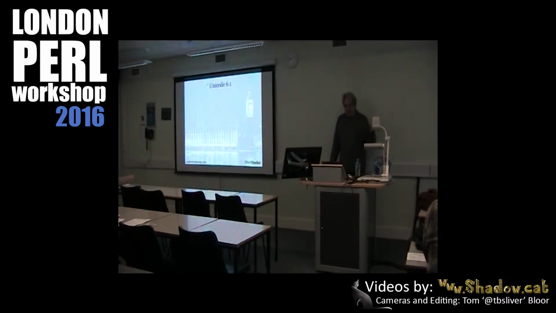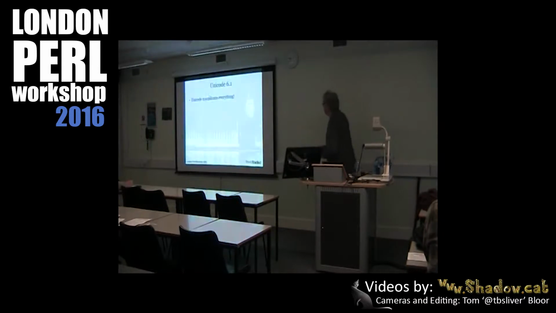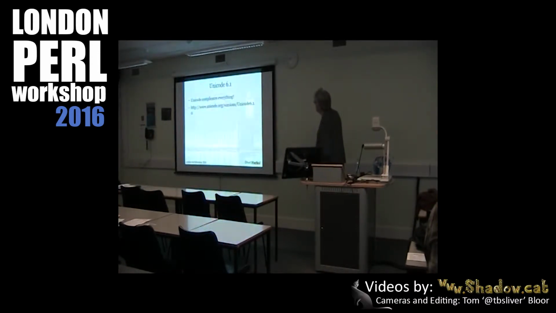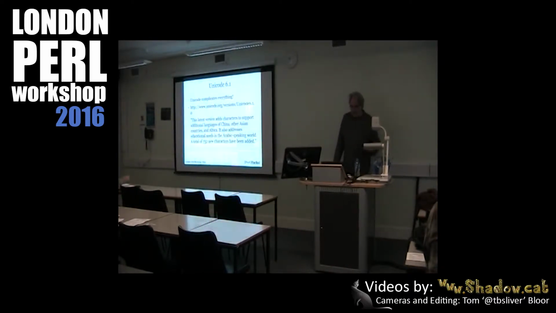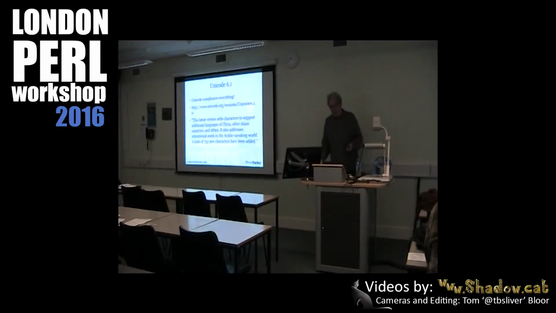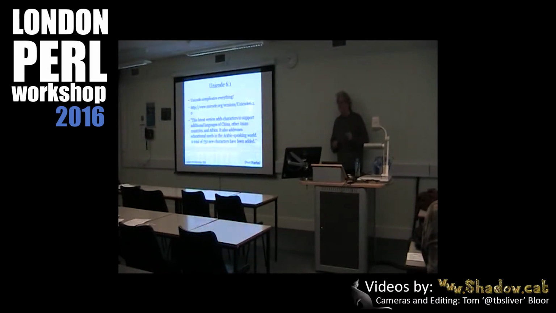Unicode 6.1. Unicode complicates everything, and you'll be bored of hearing me say that by the end of the morning. So if you want to know what's new in Unicode 6.1, then that's the web page on the Unicode Consortium's web page. A brief summary. This latest version adds characters to support additional languages of China, other Asian countries and Africa. It also addresses the educational needs in the Arabic-speaking world, so a total of 732 new characters have been added. So that's useful.